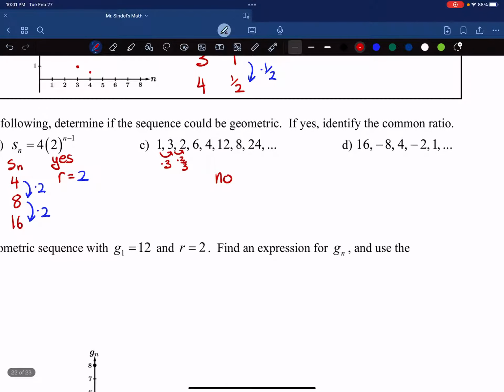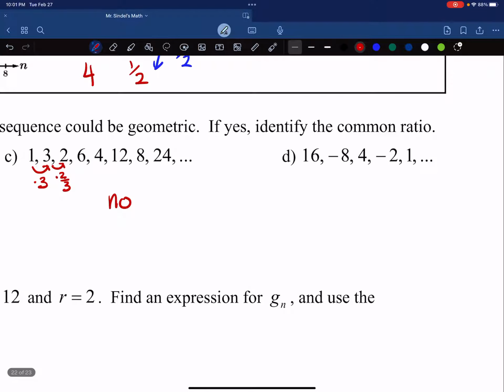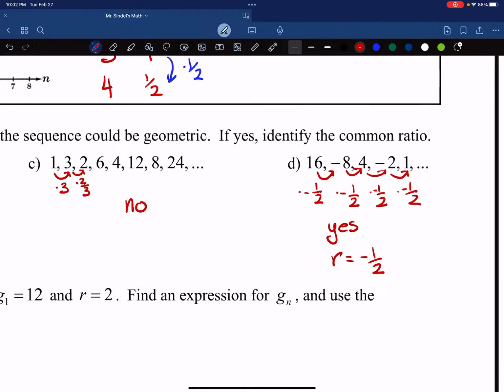I doubt it, but let's take a peek. To get from 16 to 8, I take half. But it switched between negative and positive, so negative half. To get from 8 to 4, I also take a half, and it's switched back from negative to positive, so it's technically multiplying by negative a half. Again, multiply by negative a half, and again, multiply by negative a half. Okay, so it was geometric, so I'll say yes. And the common ratio here is negative a half.